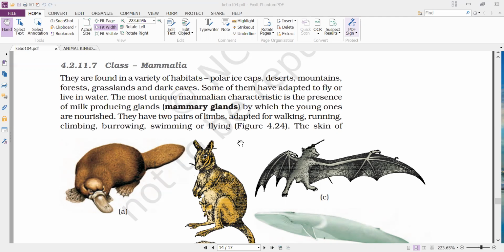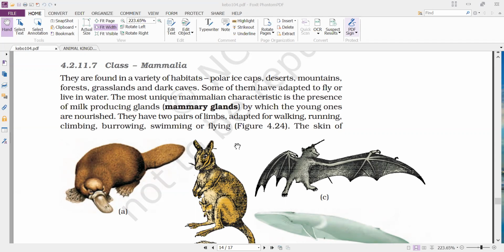Okay, and next, like other chordates, they also have two pairs of limbs, that is tetrapoda. Like other organisms included under tetrapoda, these mammals have two pairs of limbs, which are adapted for walking, running, climbing, burrowing, swimming, or flying. That means the limbs are modified to perform different functions.